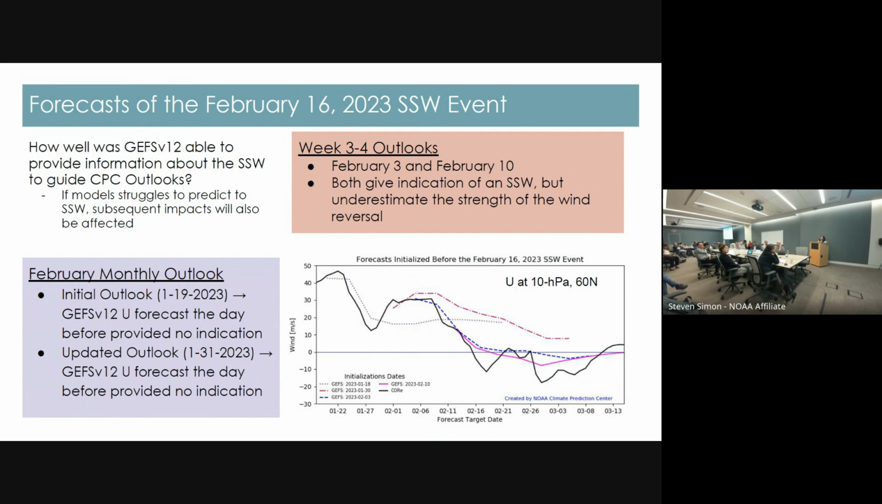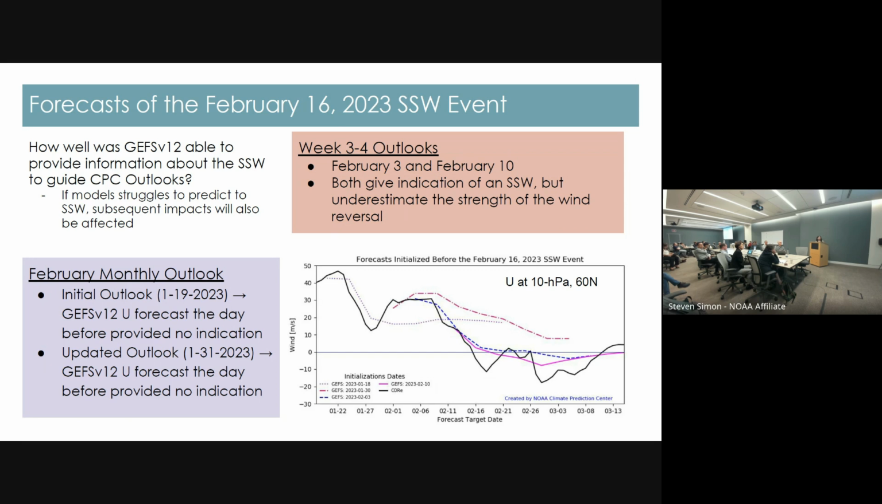So this is not even mentioned in our February outlooks, so impacts are not going to be discussed either. For the February 3rd and the February 10th, they both give an indication of the SSW, but it's underestimating that strength. So if the models are struggling to predict the SSW, then their subsequent impacts are also going to be affected.